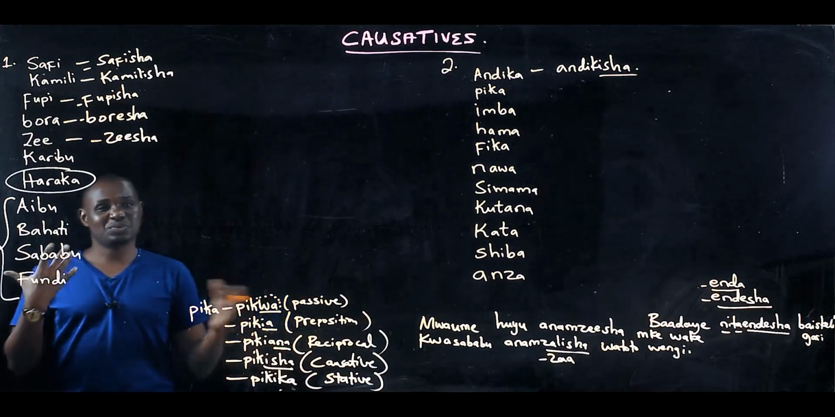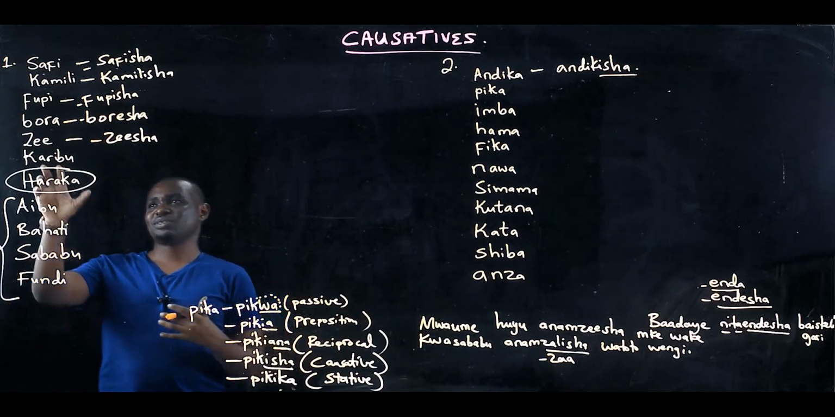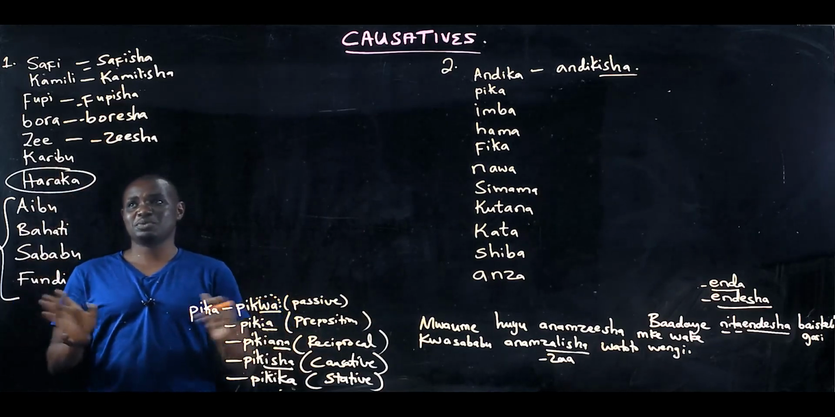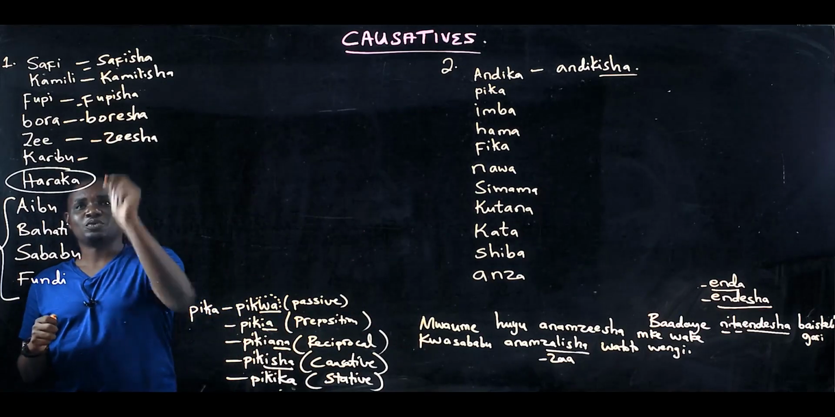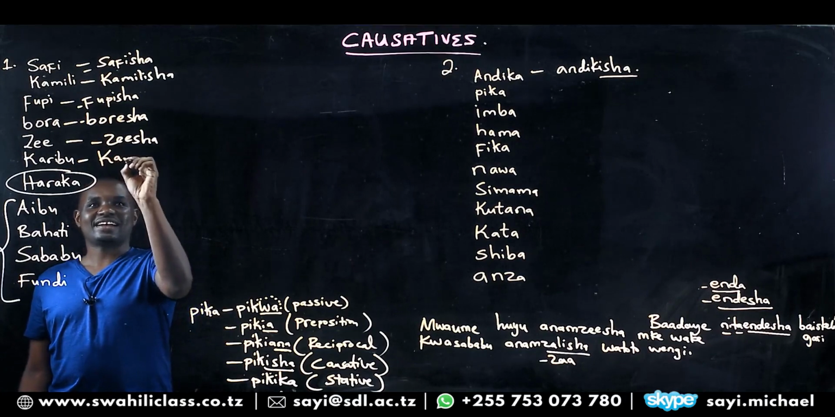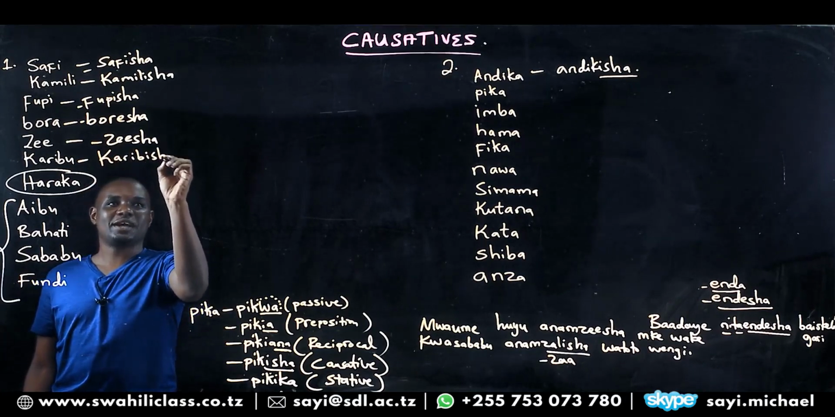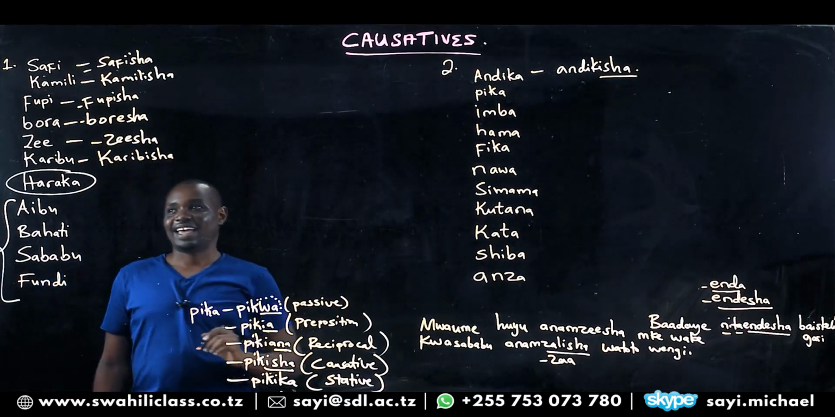We say those. Those are some sentences we say. I don't know in your culture, maybe you don't say those kinds of sentences, but we do. Karibu. Karibisha. Haraka.